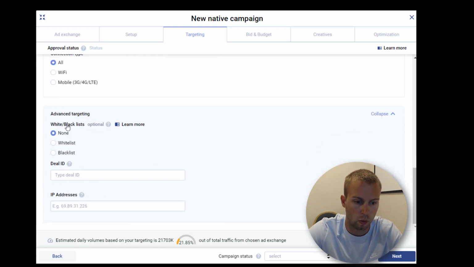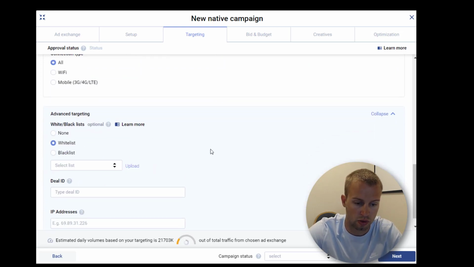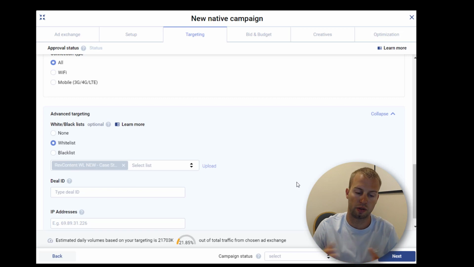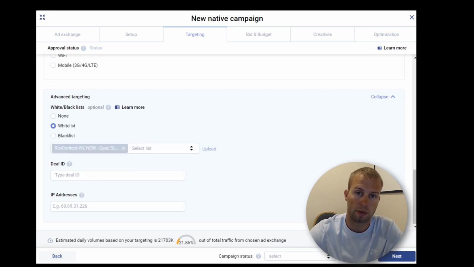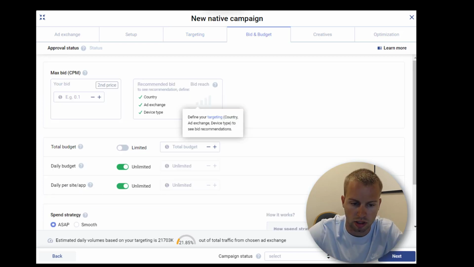Advanced targeting, whitelist/blacklist. Yes, I'm going to choose a whitelist. And I created one before, it's the Rev Content whitelist new, and it's for the case study. I have 6 websites that I actually want to advertise on that have a lot of traffic. I like to start small with the whitelist, and if I can get the campaign going good with those 6, then I expand. So I'm going to click next.